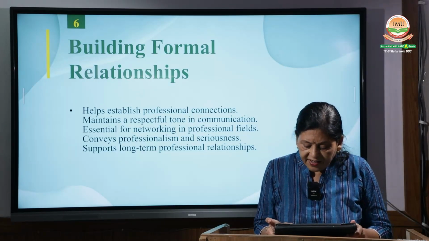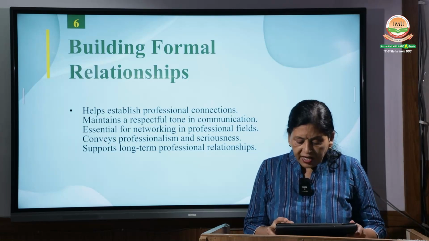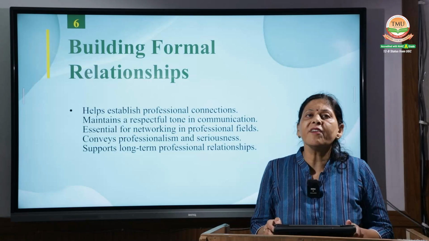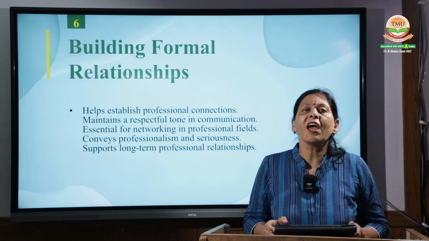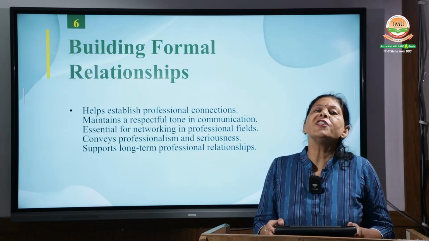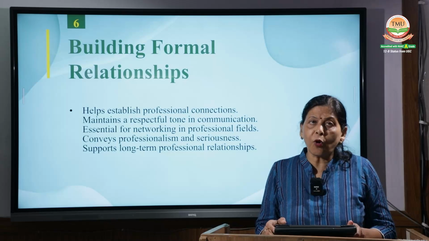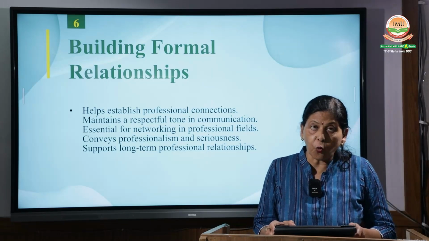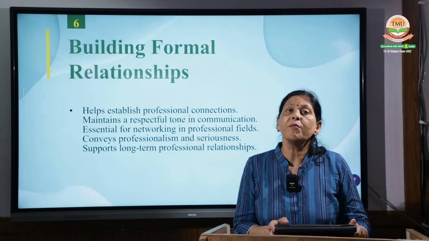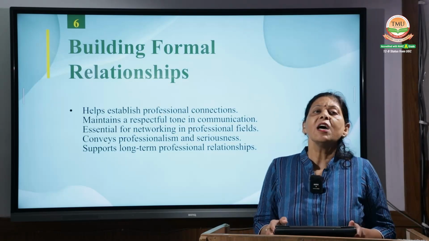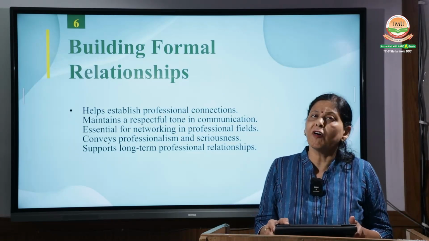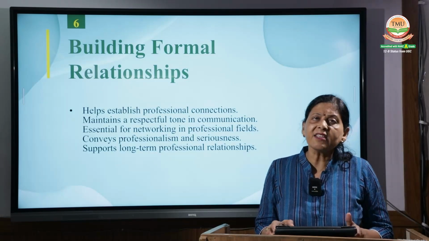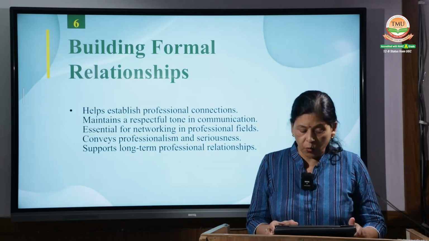Then the second is to maintain a respectful tone in communication. Professionalism means we cannot be very friendly and we can never ever be rude. The tone which we need to maintain, whether spoken or written, has to be assertive. Assertive means with politeness but being firm. Assertiveness is being polite but being firm on what we are trying to say. Such a tone is called assertive, and that is the best tone in the professional world.